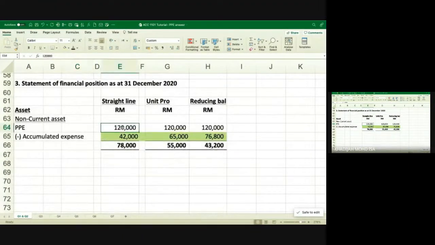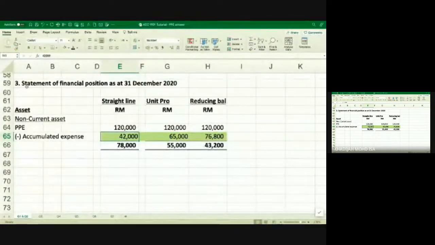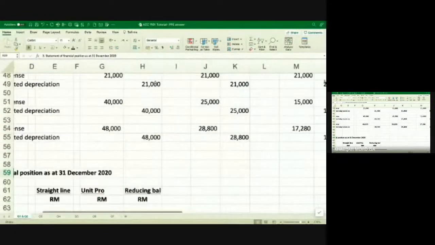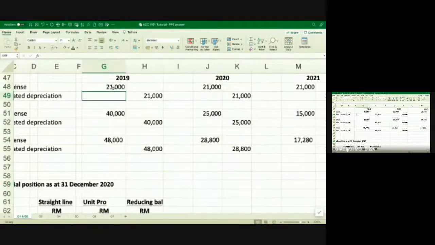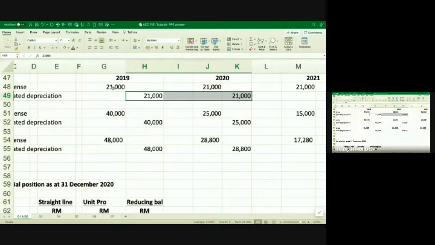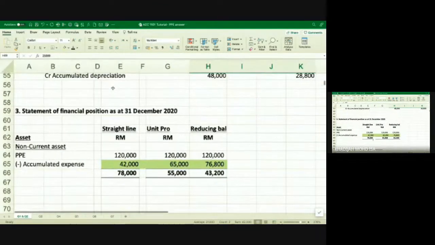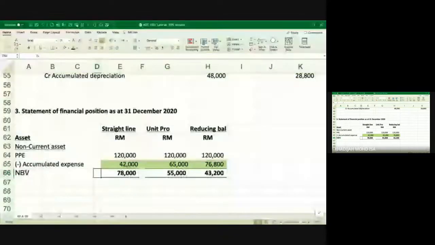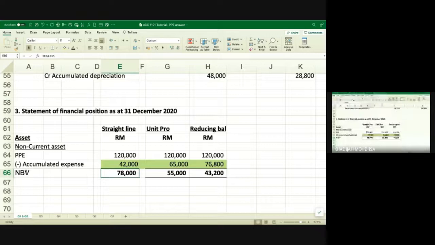So the cost is 120,000. Whether it's under straight line, units of production, or reducing balance, the PPE cost is all the same. It's just how much is the accumulated depreciation. Remember that this one is for the statement for 2020. So for 2020, under straight line, you only have 42,000 accumulated depreciation. So you record that as your accumulated depreciation. As a result, you have a net book value of 78,000 for straight line basis.